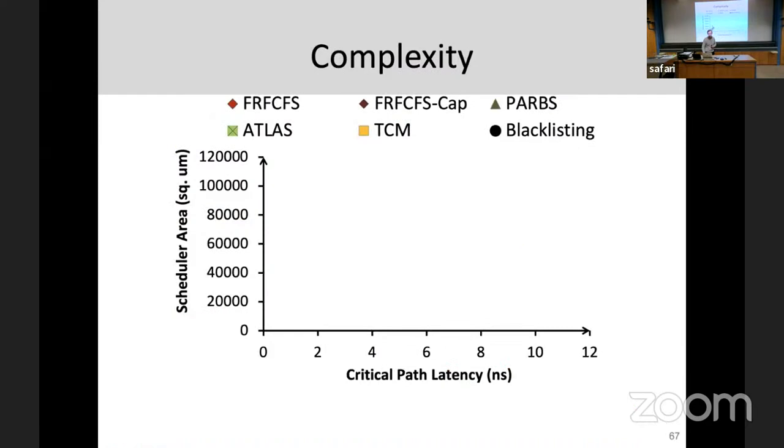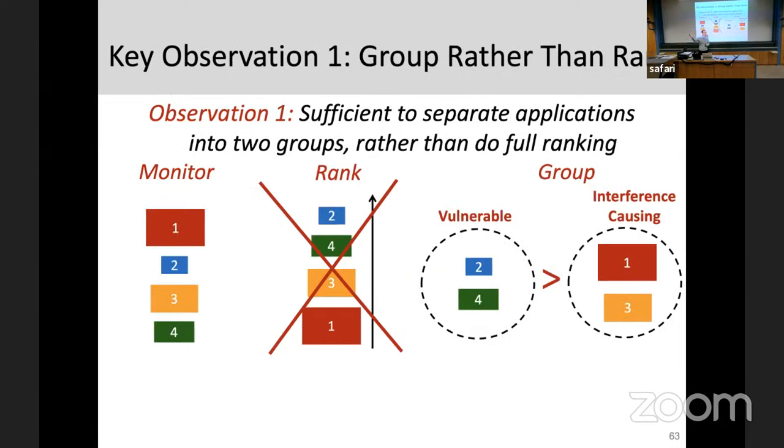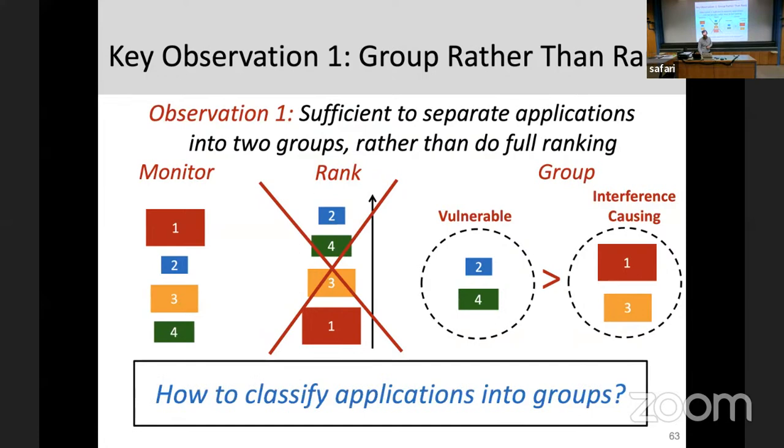What are the vulnerable threads? So basically, it's defined in the paper, but these are threads that are vulnerable to a lot of slowdown. If you delay them, they're going to slow down a lot. Yeah, that's the definition of vulnerable. And the other threads, if you delay them, they're not going to slow down a lot, but if you prioritize them, they're going to slow down others a lot. That's the interference causing.